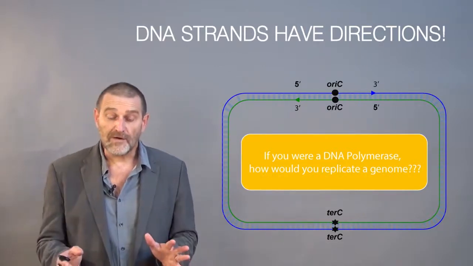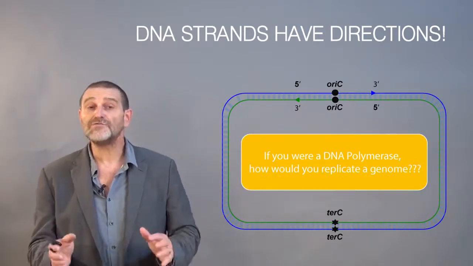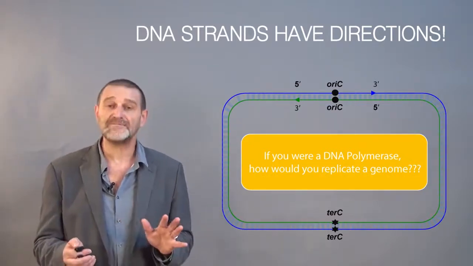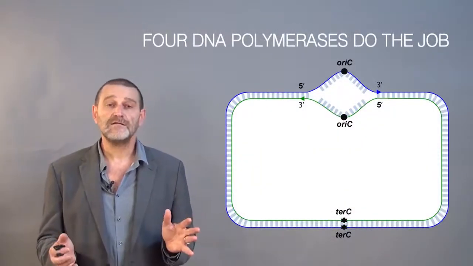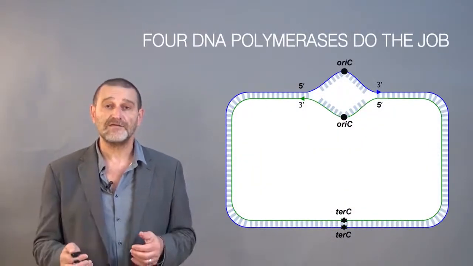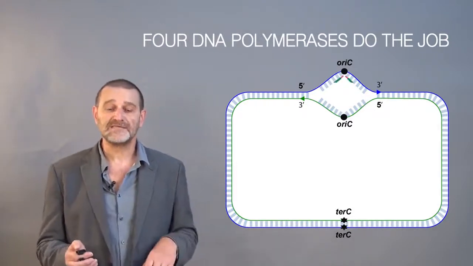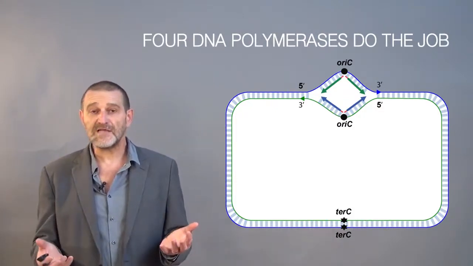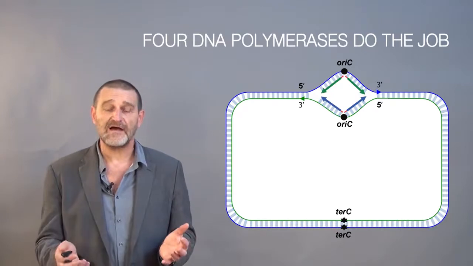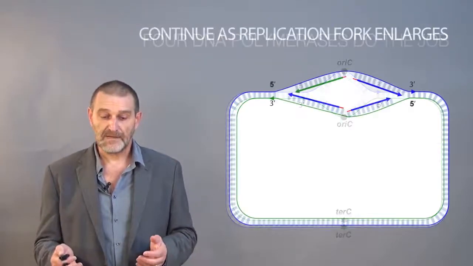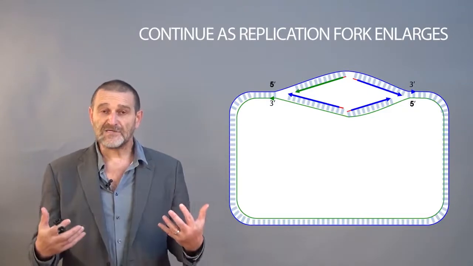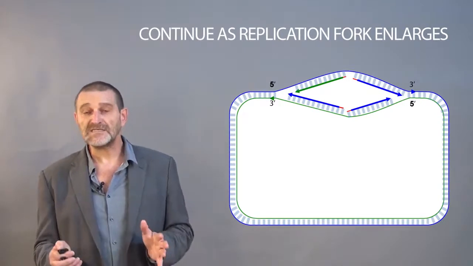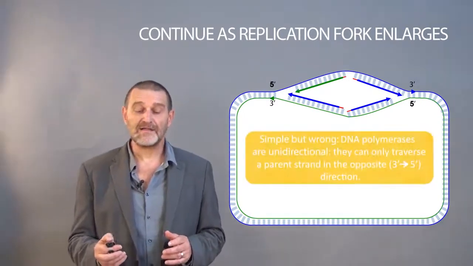And if you were a DNA polymerase, how would you replicate a genome? If I was a DNA polymerase, I would do something very simple. I would wait until DNA unwinds a little bit, recruit 4 DNA polymerases, and just move them along the genome trying to replicate it. It looks like just 4 DNA polymerases are enough to replicate the whole genome. And when the replication fork enlarges, I continue the replication process. This is simple, but completely wrong.